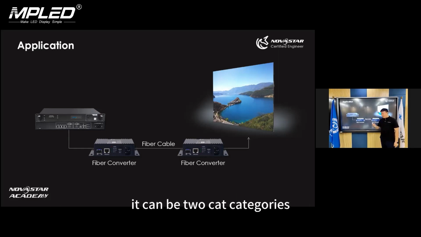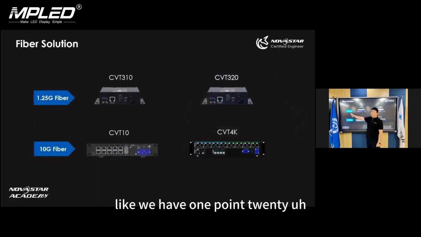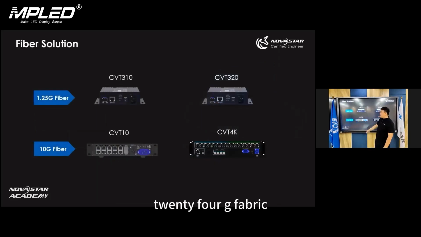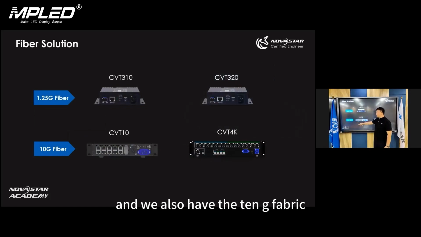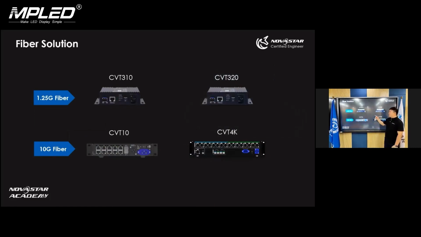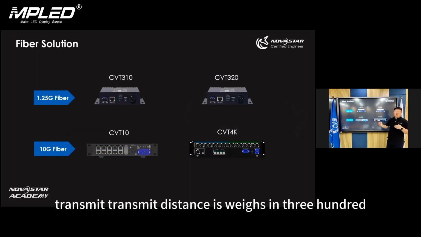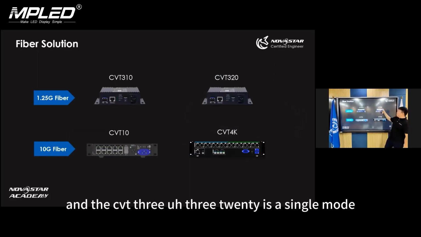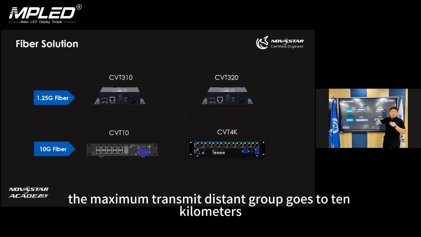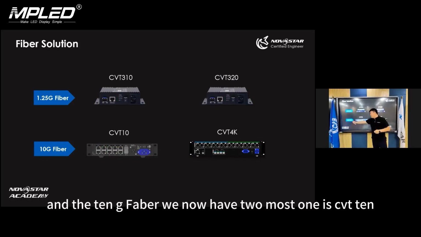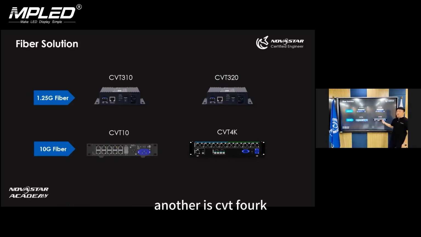categories. We have 1.25G fiber, and we also have 10G fiber. It's determined by the fiber module. The CVT310 is multi-mode, with a transmit distance within 300 meters, and the CVT320 is single mode. The maximum transmit distance goes to 10 kilometers. And for the 10G fiber, we now have two models. One is CVT10, and the other is CVT4K.